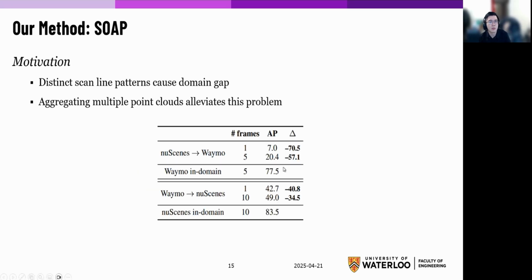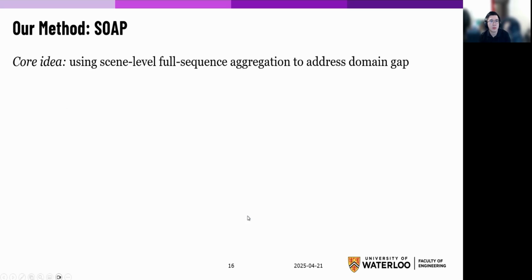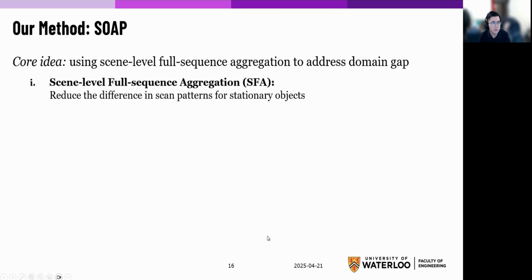And quantitatively, in our preliminary experiments, we found that just introducing a few more frames as input can reduce the domain gap compared to just using a single frame point cloud. Further validating our point that aggregating multiple point clouds can help with domain adaptation. So the core idea of SOAP is to take this aggregation idea to the extreme by aggregating and combining the entire scene, the entire full sequence, which we call scene level full sequence aggregation. It is also the first step for our SOAP pipeline.